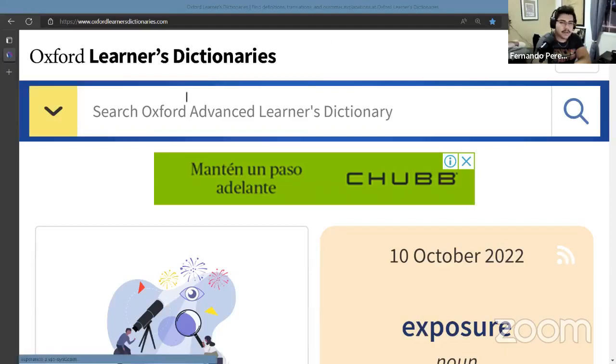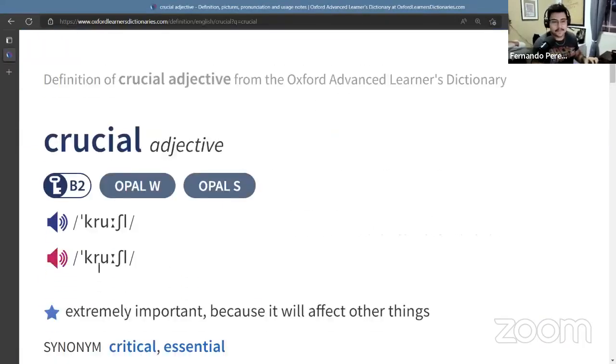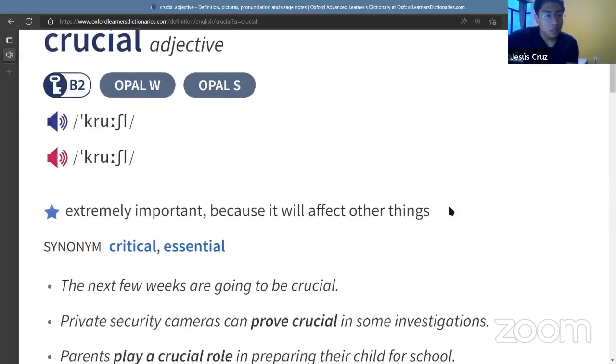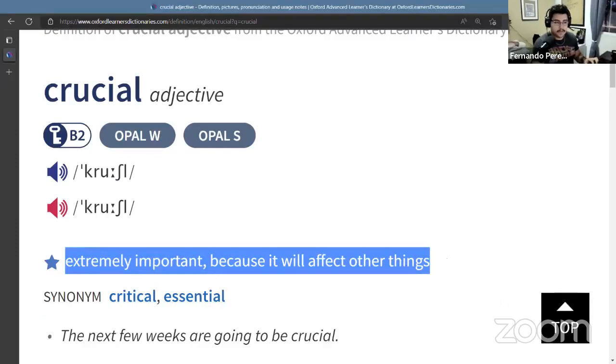Okay, so we're going to begin with the first word, which is this one. Pronunciation, go. Crucial. Yes, crucial. Adjective. Perfect. Crucial: extremely important. That's because it will affect other things. Exactly. Easy, no? Similar to Spanish. We only need to know the pronunciation. Let's go to the next one.